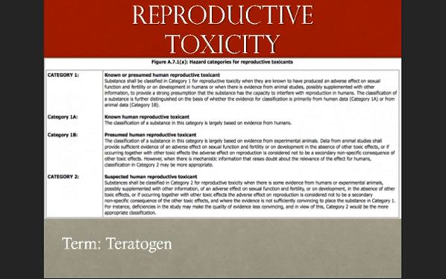Reproductive toxicity includes adverse effects on sexual function and fertility in adult males and females, as well as adverse effects on development of the offspring. Some reproductive toxic effects cannot be clearly assigned to either impairment of sexual function and fertility or to developmental toxicity. Nonetheless, chemicals with these effects shall be classified as reproductive toxicants.